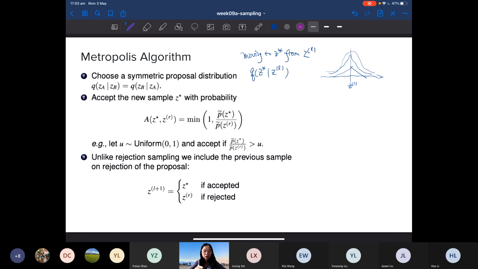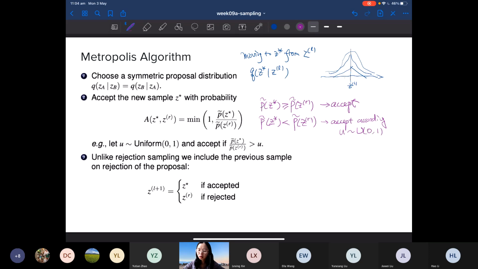So basically, if P tilde of the new sample is greater or equal to the probability of the old sample, then accept. Otherwise, if this one is smaller, then we don't reject it right away. We accept according to what the random draw tells us, right?